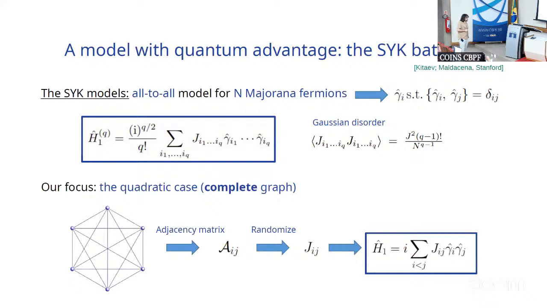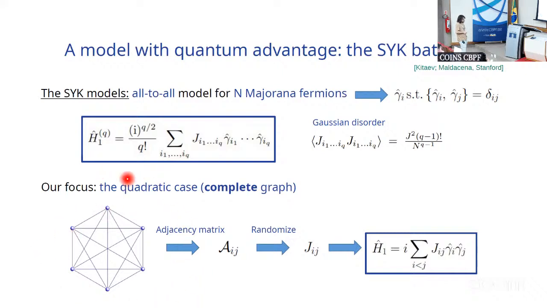Now, our focus today will be only the very simpler case, which is the case in which Q is essentially equal to 2. So our Hamiltonian is simply given by, if you want, let's say a quadratic term. And let's say the all-to-all coupling can be thought as relying on a complete graph. You can think of this procedure if you want.